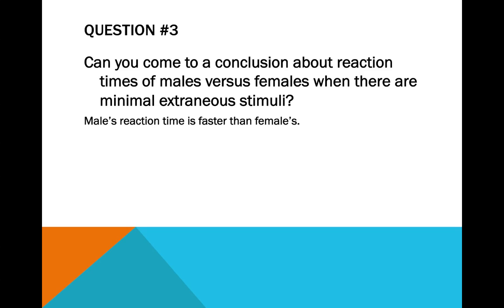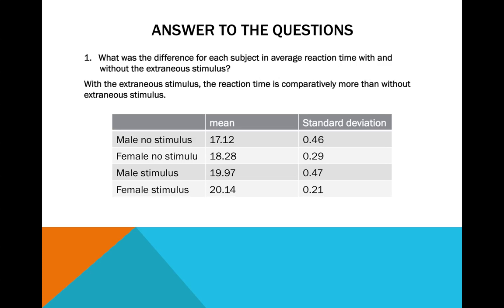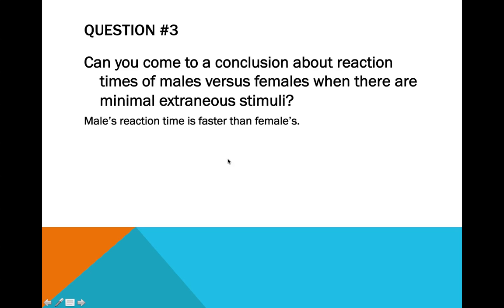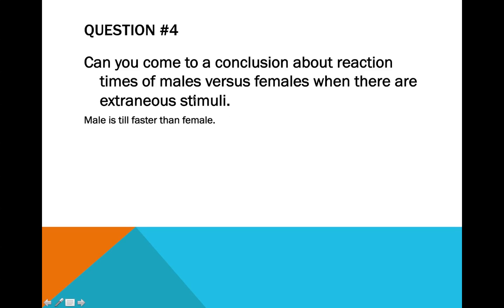The third question, can you come to a conclusion about reaction time of male versus female when they have minimum stimulus? So what I see based on this chart is that the mean of males is lower than the mean of females. Both are without the stimulus. So we can see the male's reaction time is faster than female.